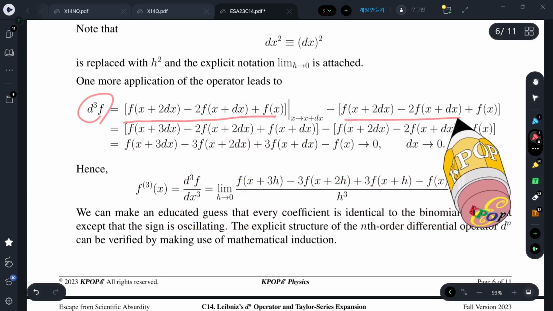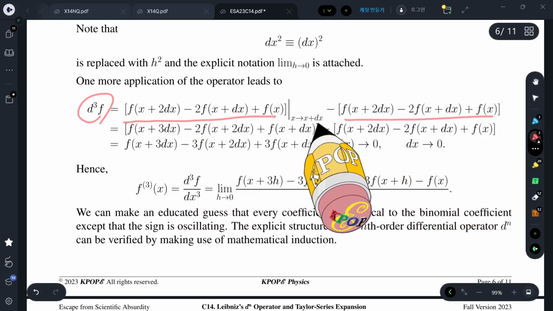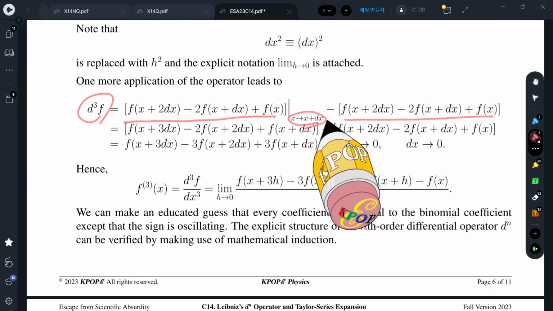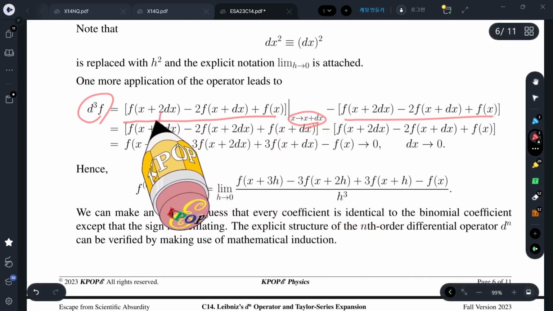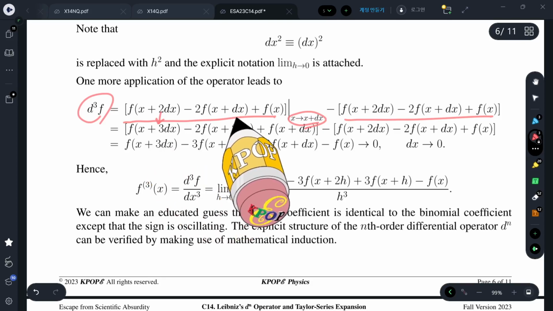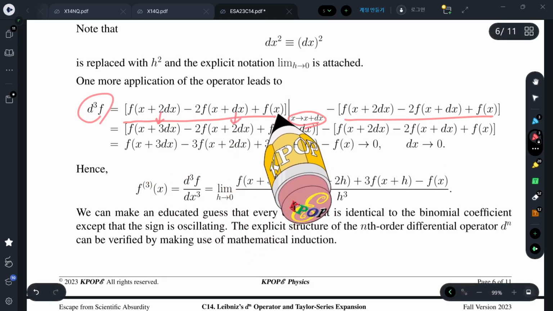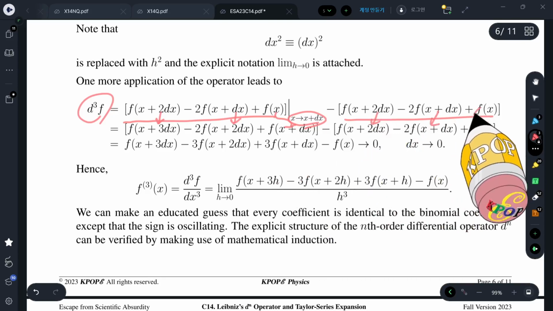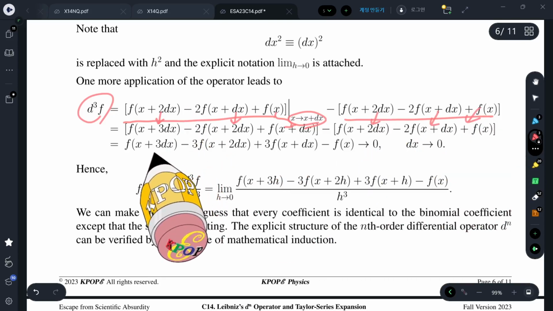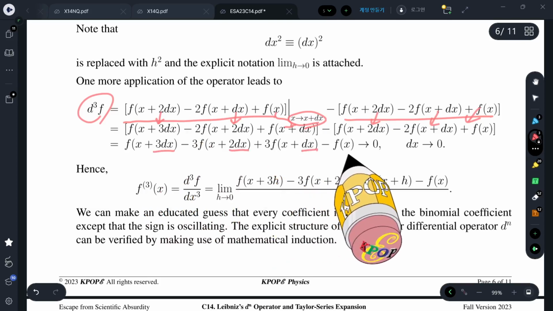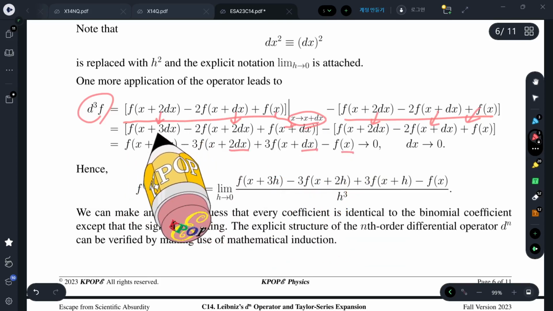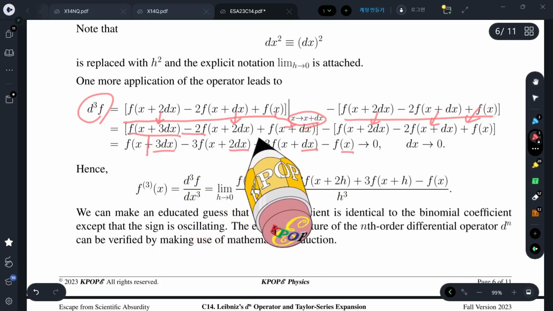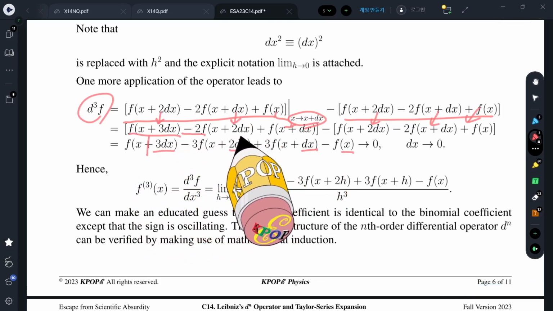Again, use a d squared and shift the argument by x dx. So in that case, 2 becomes 3, 1 becomes 2, and 0 becomes 1. It is the same. What happens in that case? 3, 2, 1, 0 style. But in here, 3 is copied here. Here minus 2. This is 2.